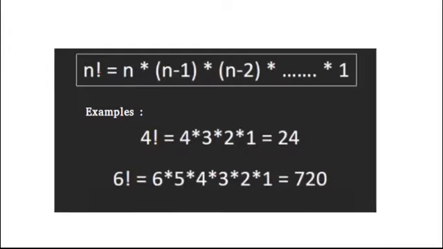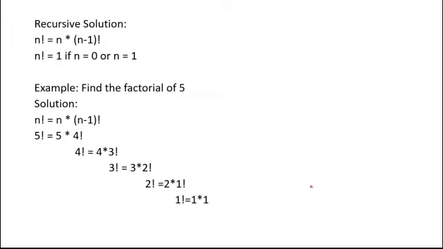So we have here the factorial of n is equal to n times n minus 1 times n minus 2 until we multiply it by 1. So for example, the factorial of 4 is equal to 4 times 3 times 2 times 1. So we have 24. And then the factorial of 6, we have 720.